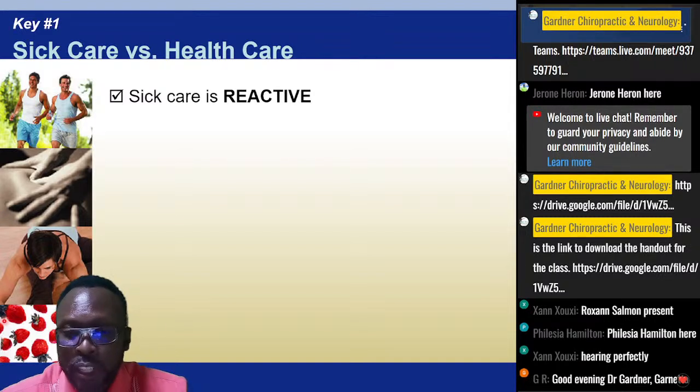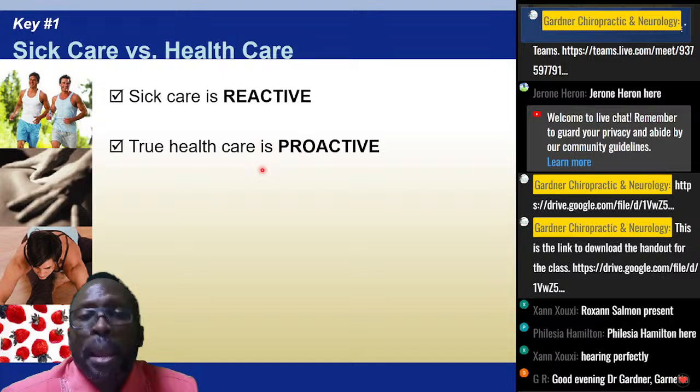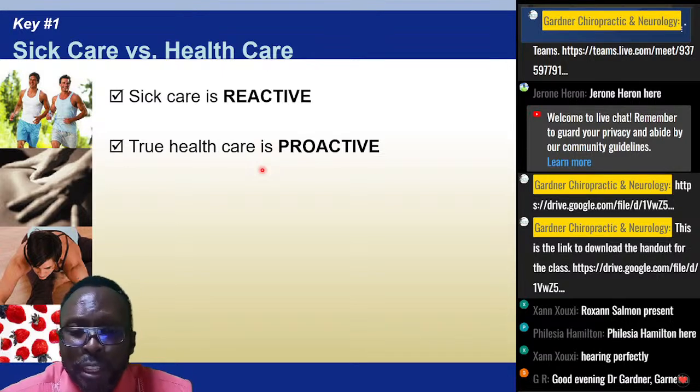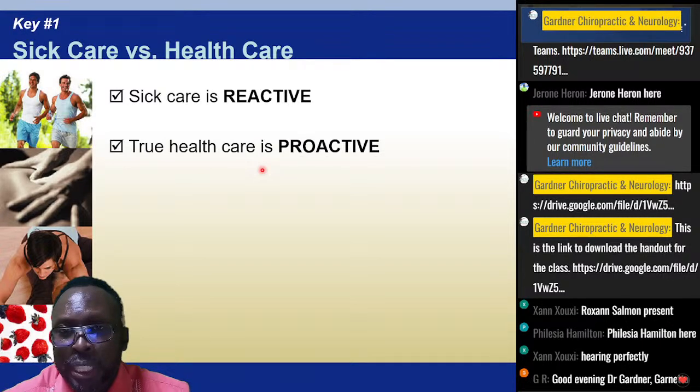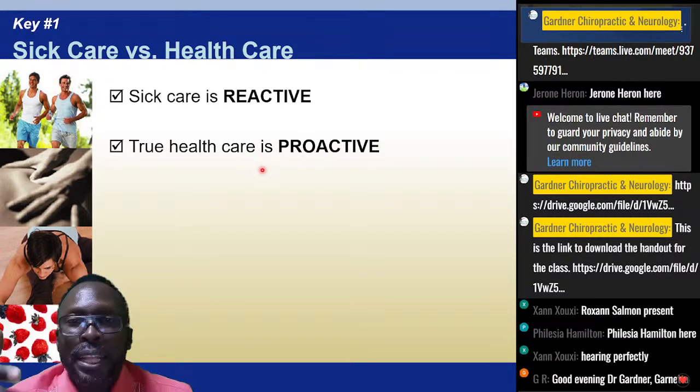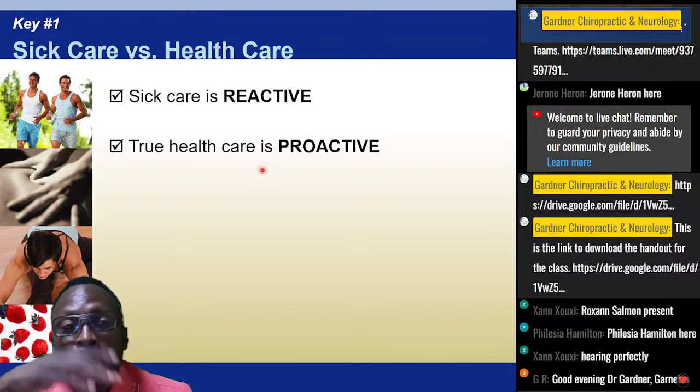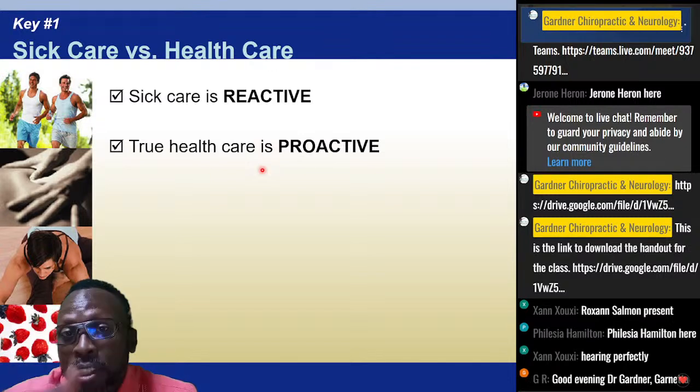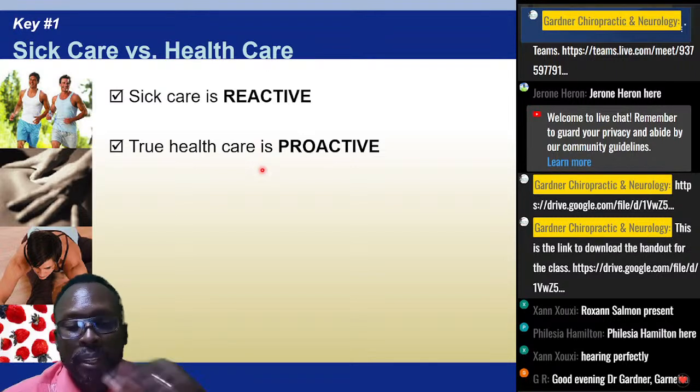So that's the first thing. But if you want to be optimally healthy, you can't simply wait until something has gone wrong. You need to preempt it. You have to go into a more preventative approach, one that sees us being proactive in our choices. Proactivity means we're going to do something to prevent the illness from occurring in the first place, or at least to minimize the likelihood that something will go wrong. And that's the goal of true healthcare. And so this is very important.